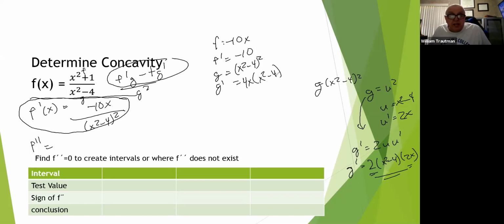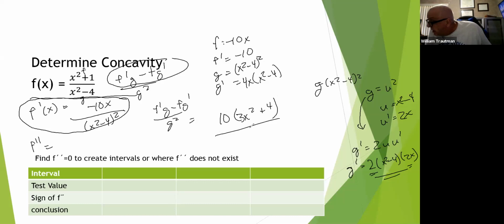So when you then put all that into f prime g minus f g prime, all over g squared, when you do all that math, I'm not going to do it all. You combine all the terms. They factored out a 10 on the top when they finished. This is what they got. And oh, maybe I should have done this. x squared minus 4 to the third.